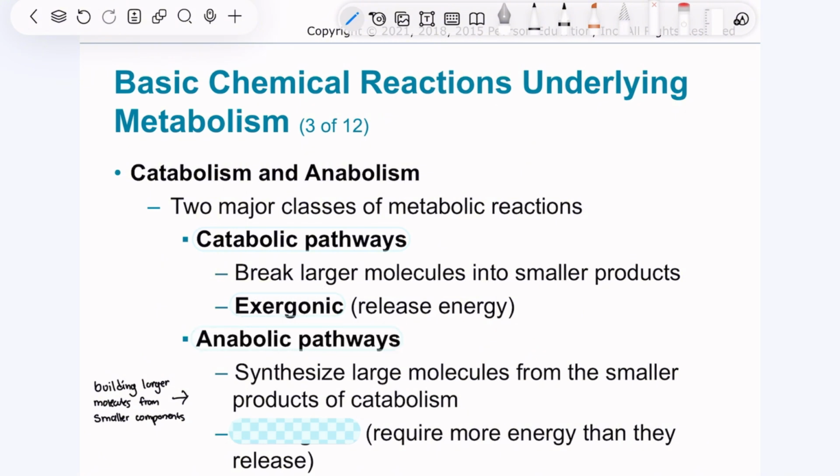For anabolic pathways, they synthesize large molecules from the smaller products of catabolism. So in other words, they build larger molecules from smaller components. Therefore, they require more energy than they release. And when they require more energy than they release, that's what you call an endergonic.